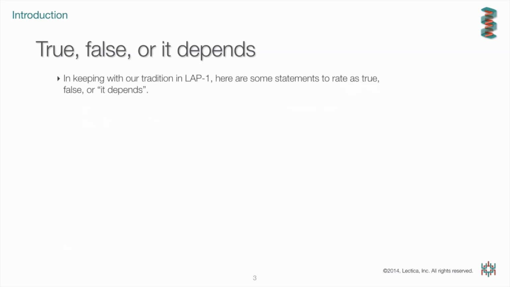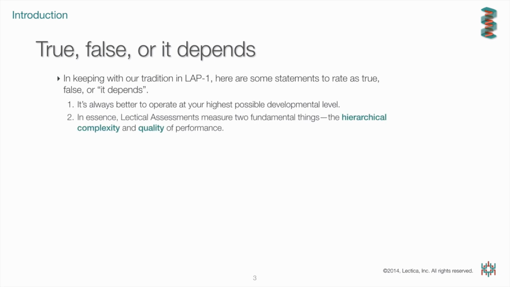In keeping with our tradition in LAP-1, I'll present you with some statements which I'd like you to rate as true, false, or it depends. Number 1, it's always better to operate at your highest possible developmental level. Number 2, in essence, lectical assessments measure 2 fundamental things: the hierarchical complexity and quality of performance. Number 3, a score on the lectical scale represents a person's general level of development.